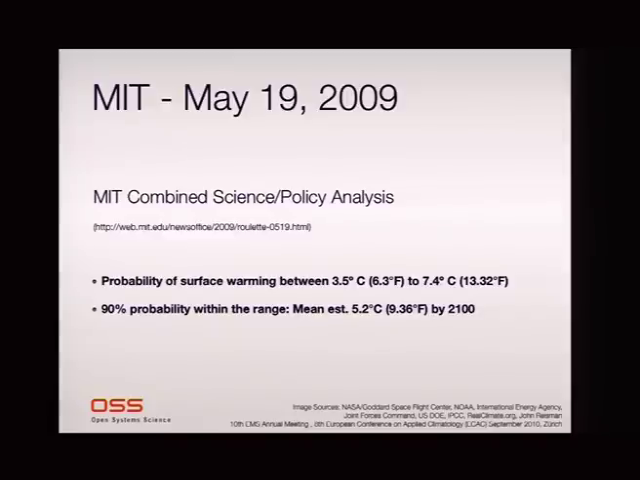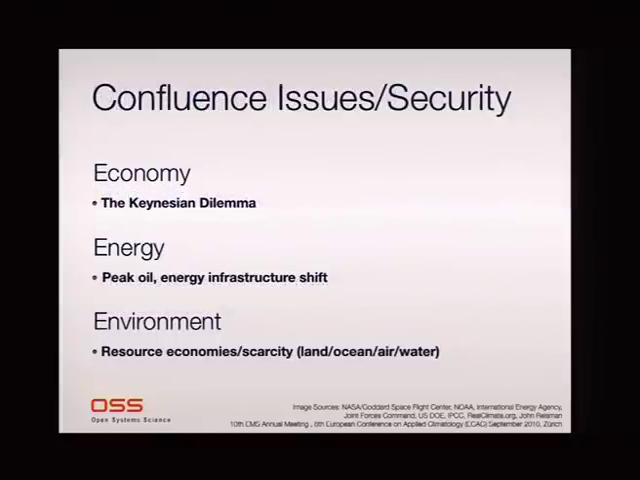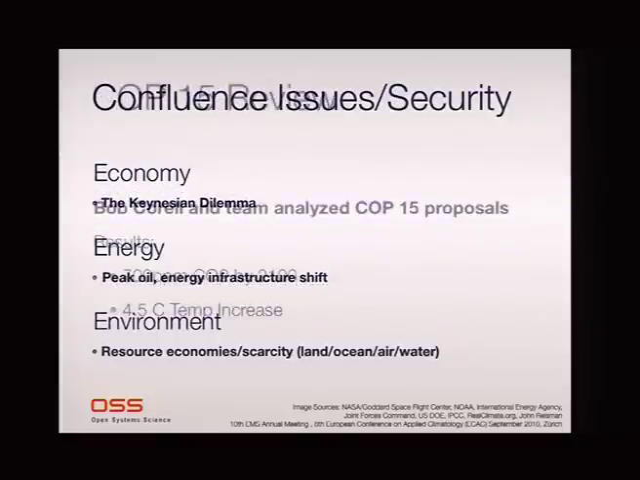MIT did a report in 2009, combined analysis of science and policy. Probability of surface warming based on our current policy, business as usual, 3.5 Celsius to 7.4 Celsius, with a 90% probability of falling within that range. The mean of that range is 5.2 Celsius, very close to the catastrophic range. Things that we need to consider regarding policy in our communications. The confluence issues include all of these, of course, economy, energy, and environment.